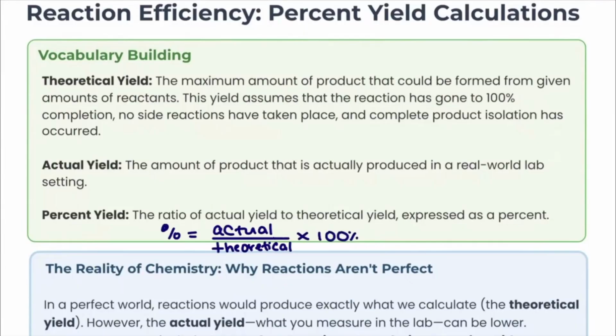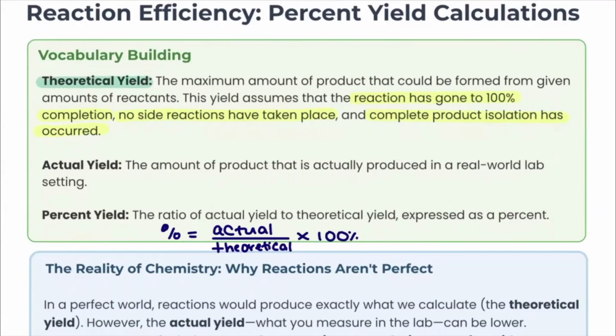And I like to tell my students this. In a perfect world, I mean full of rainbows, butterflies, unicorns, you name it. This is the amount of product you should make. The theoretical yield assumes a couple things. One, that the reaction goes to 100% completion. Two, there are no side reactions happening. And three, you collect all of the product perfectly. But in real experiments, that rarely happens.